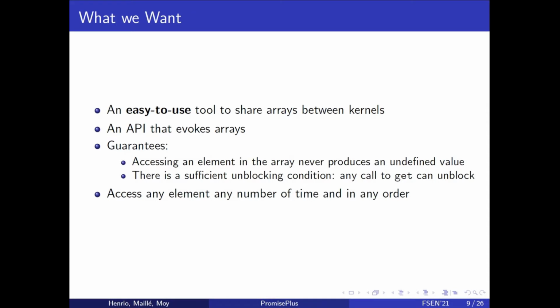This is similar to what happens with promises. When get unblocks on a promise, you are sure that you have a well-defined value, the one that was passed to set. And also, we want to have a sufficient unblocking condition. Any call to get can unblock under the right conditions. And finally, this is something that will differentiate us from FIFOs. We want to be able to access any element in the array any number of times and in any order. Compute kernels have no restriction whatsoever on the way they manipulate their input array.